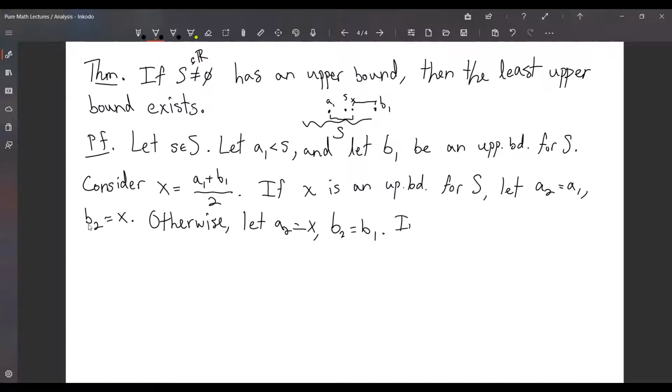So in either case, B2 is an upper bound.